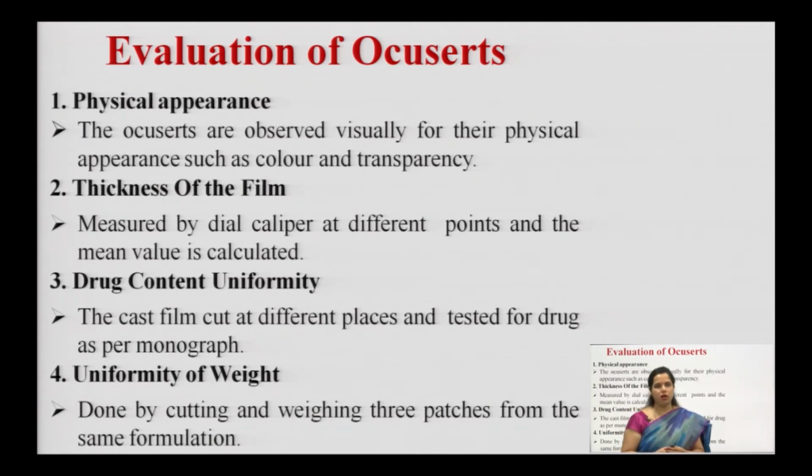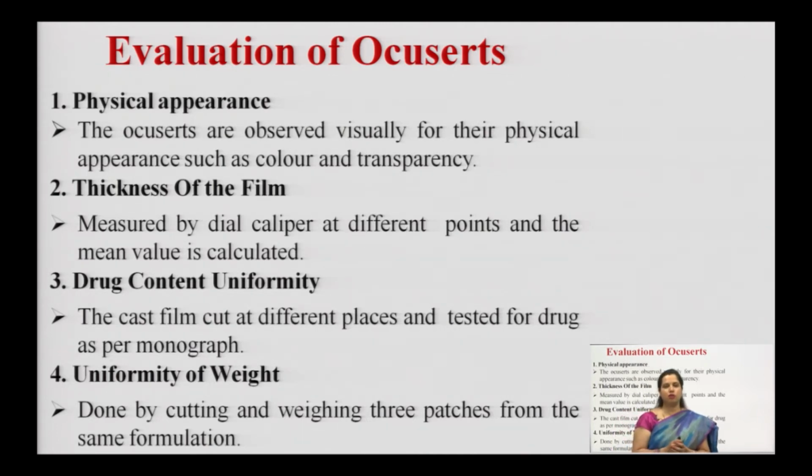So, thickness of the film is measured by a dial caliper at different points, and the mean value is calculated. That means the thickness of the ocusert should be uniform all over the surface.